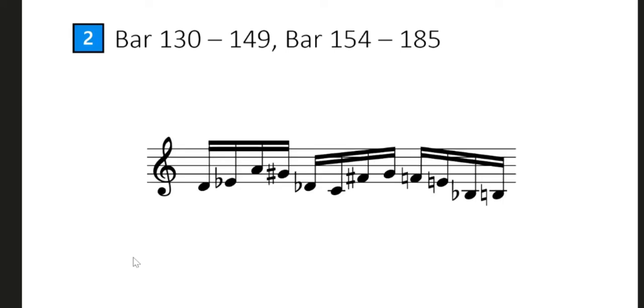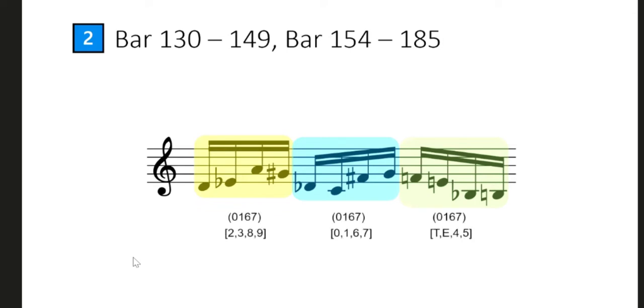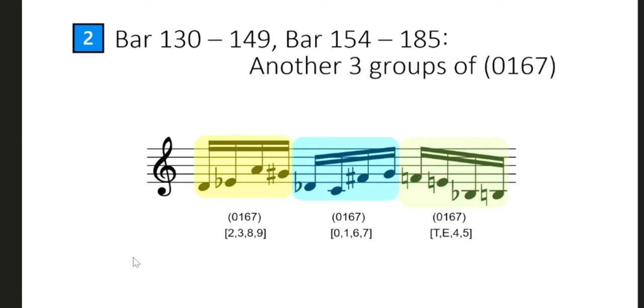The second type mainly occurred in the second half. This is the most clear presentation from the following part in bar 168. Similar to the first type, it is also separated into three groups of 0, 1, 6, 7. But their normal form is different. By then, all possible 0, 1, 6, 7s have been extracted to the piece.